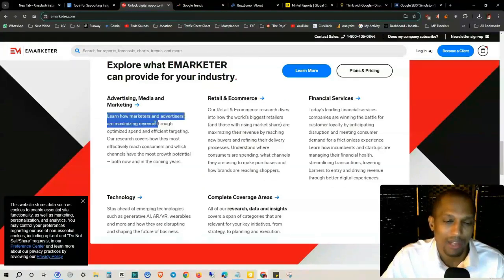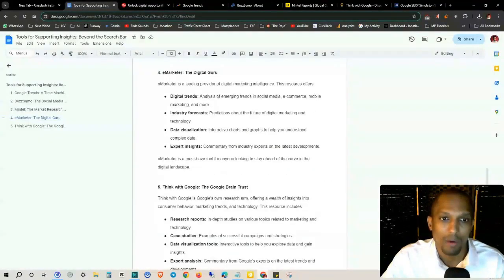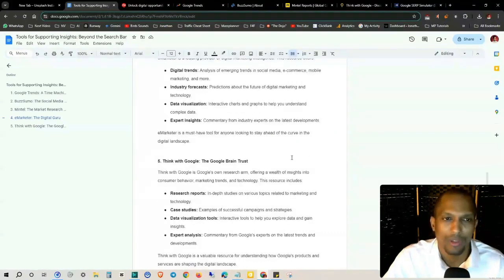You can learn how marketers and advertisers are maximizing revenue through optimized spend and efficient targeting. Their research covers how they most effectively reach consumers and which channels have the most growth potential, both now and in the coming years. So eMarketer is the leading provider of digital marketing intelligence. They offer analysis on emerging trends in social media, e-commerce, mobile marketing, and more, with digital trends, industry forecasts, predictions about the future of digital marketing and technology, data visualization, interactive charts and graphs to help you understand complex data, as well as expert insights. You can get commentary from the industry experts on all of the latest developments. So it's definitely a must-have tool for anyone looking to stay ahead of the curve of the digital landscape.